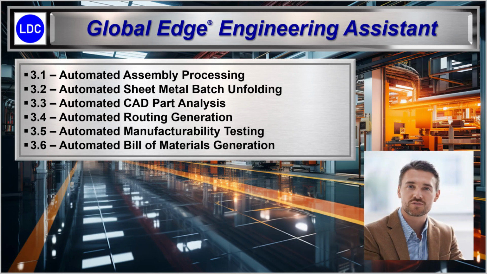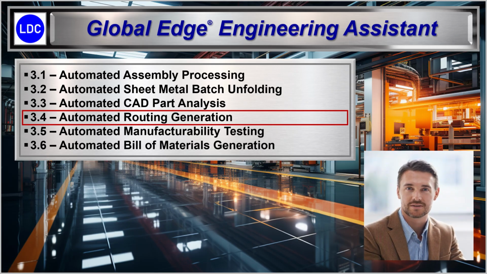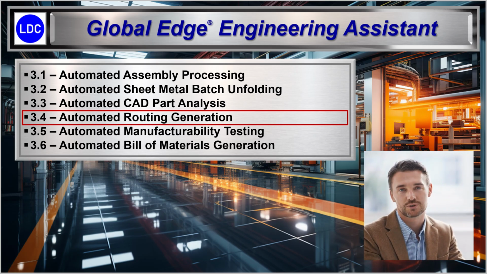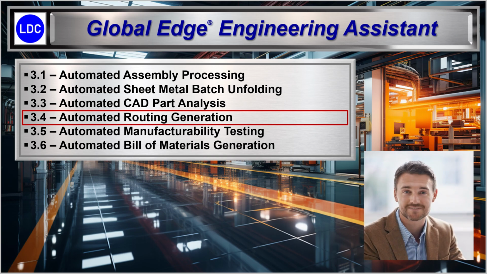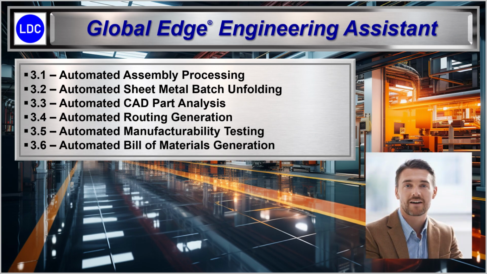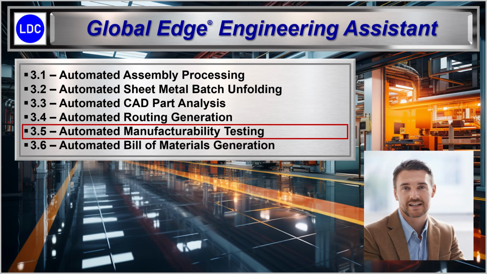Step 3.4 features automated routing generation, a capability that analyzes CAD part parameters and matches them to optimal manufacturing processes, bend processes, and machine tool parameters to produce optimized routing steps. Step 3.5 performs automated manufacturability testing, which compares CAD part parameters with the corresponding bend process to identify potential fabrication errors before the design is released from engineering.